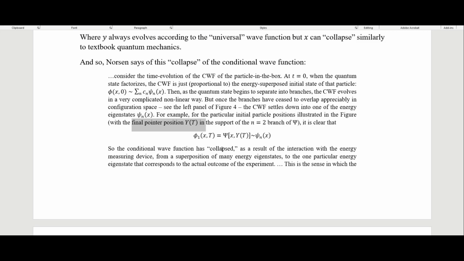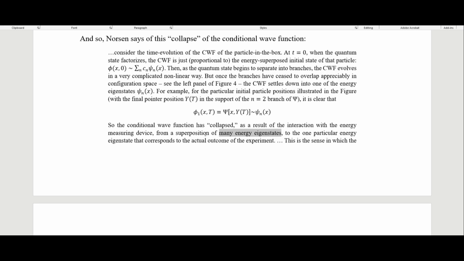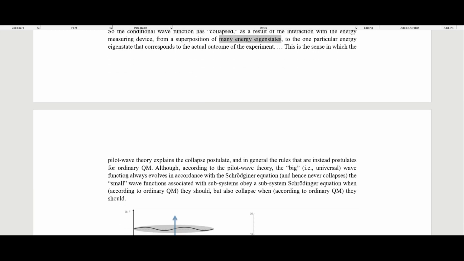So the conditional wave function has collapsed, as a result of the interaction with the energy measuring device, from a superposition of many energy eigenstates. Because remember, it's the interaction with the device that causes this to separate into these energy eigenstates. They were in that superposition before the measurement. So it goes from a superposition of many energy eigenstates to the one particular energy eigenstate that corresponds to the actual outcome of the experiment. This is the sense in which the pilot wave theory explains the collapse postulate, and in general, the rules that are instead postulates of ordinary quantum mechanics.